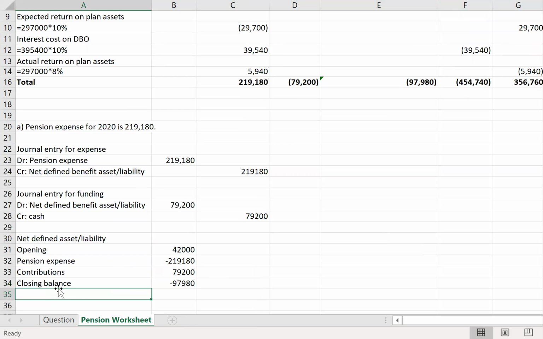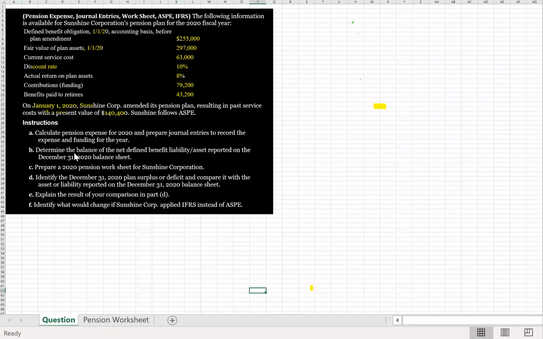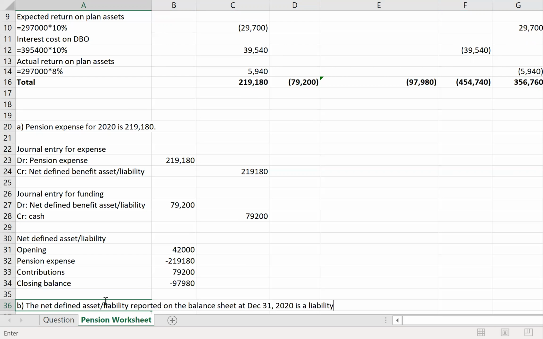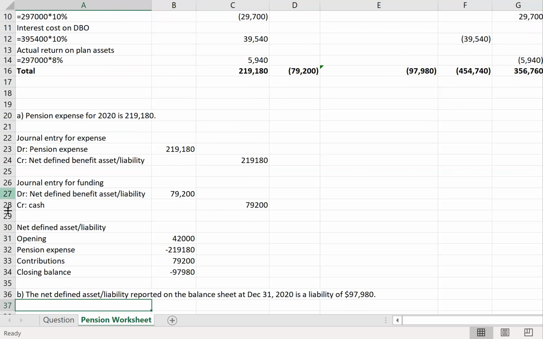Okay, so we've got the journal entries for that. So next we've got determine the balance of the net defined benefit, a liability or asset reported on the balance sheet. So let's just answer that question. So B, the net defined asset or liability reported on the balance sheet at December 31st, 2020 is a liability, because it's a credit balance, of 97,980. And that's exactly what we reconciled above in this reconciliation. And this is what we had in our column here.